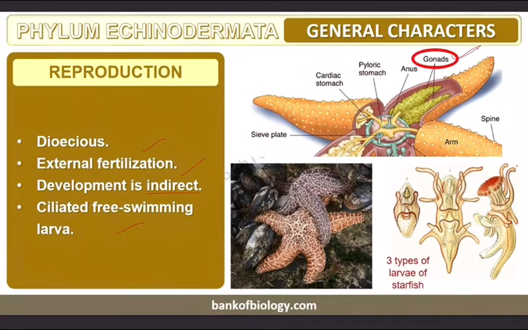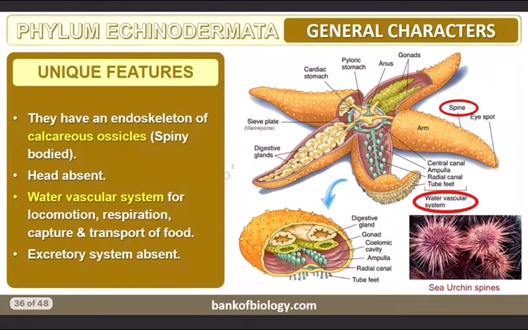Development is indirect. Here still it is lacking. And there are ciliated free swimming larvae. Since there is a larva, they are free swimming larvae. So you have the presence of gonads, you can see. Gonads, reproductive organs, sex organs, male and female sex organs. And there's presence of sieve plates. Here you can see the presence of sieve plates, and the male and the female starfish, and the larva that is formed.